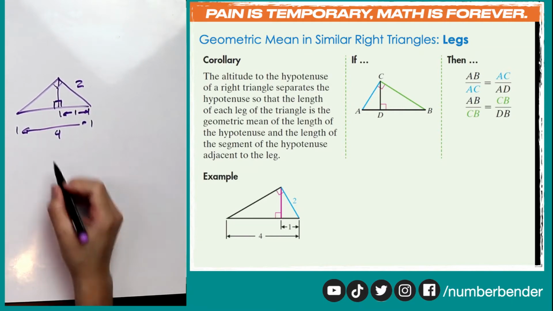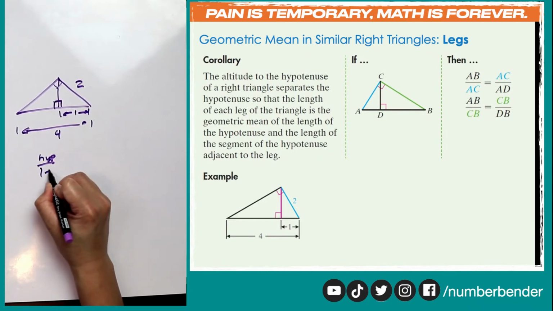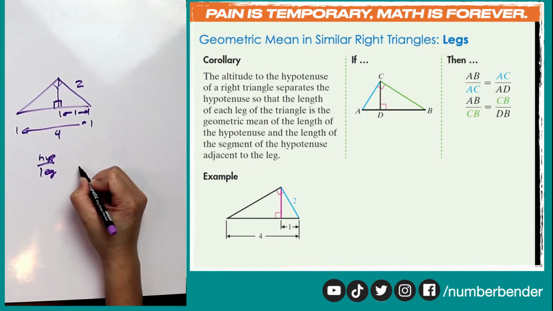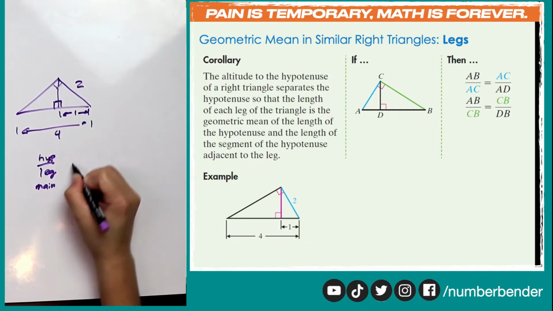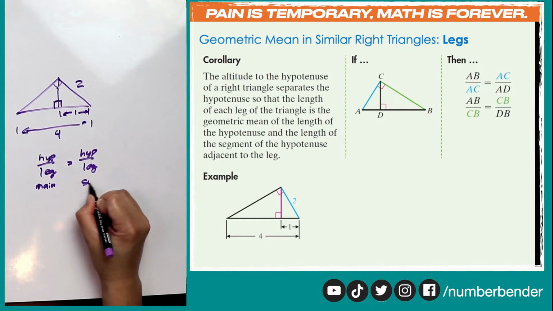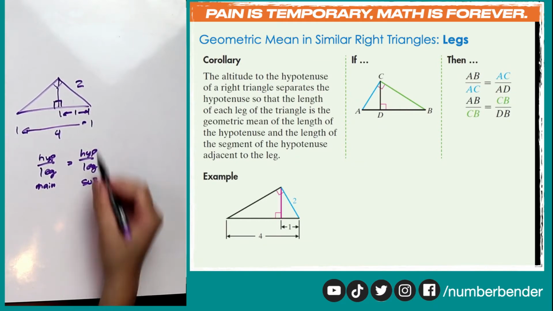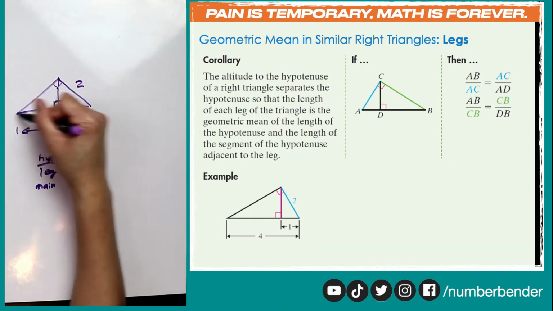And in this case, this will represent hypotenuse all over leg of the main right triangle, equal to the hypotenuse and the leg of our sub triangle. So what is our main triangle right here? The main triangle would be the big right triangle right here.